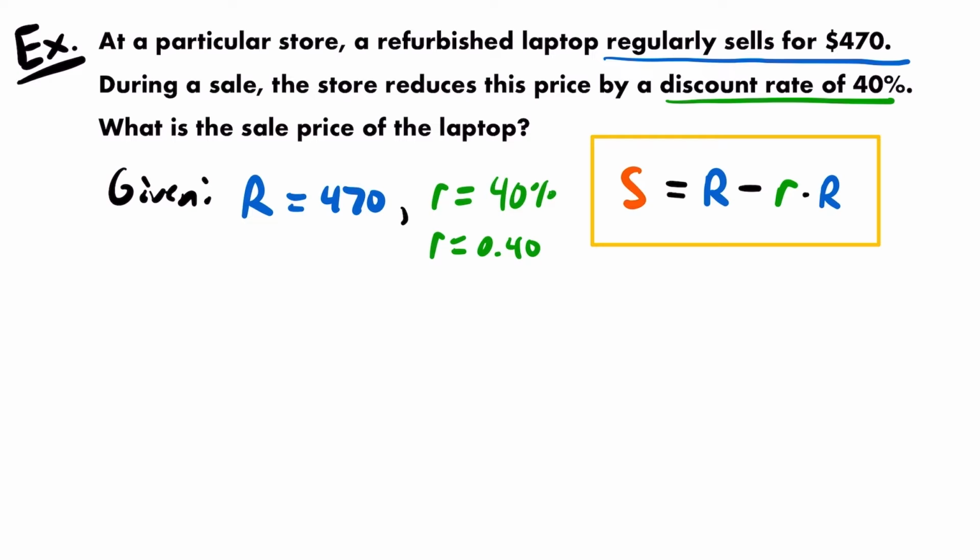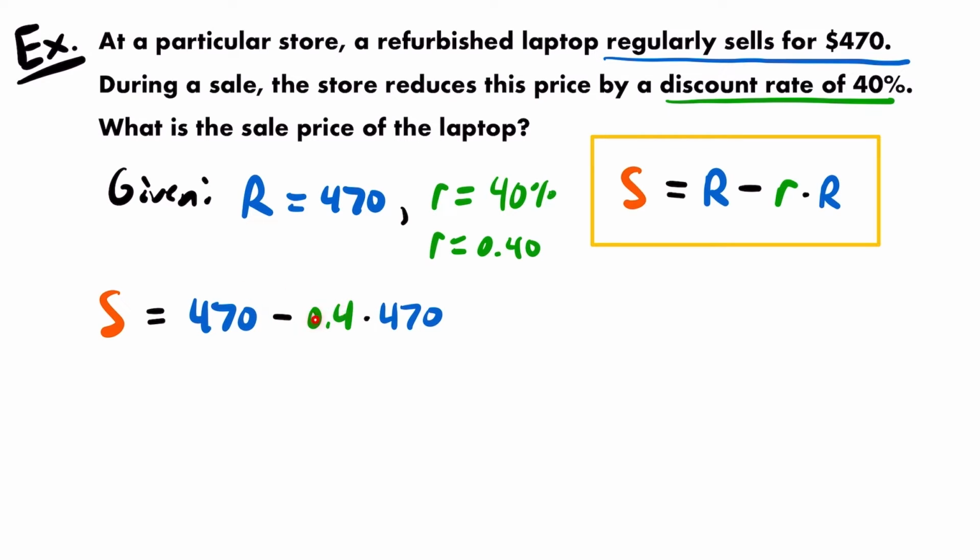Okay, but setting this up, we'll have that the sale price is equal to the regular price, which is $470. So we have $470, and then we subtract the discount rate, which is 0.4. So I'll write 0.4, and then we multiply that by the regular price, which again is $470. So we're multiplying by 470. And just as I said, all we have to do here to find the sale price is do the math that we have right here. We want to multiply 0.4 by 470 and then subtract it from 470.